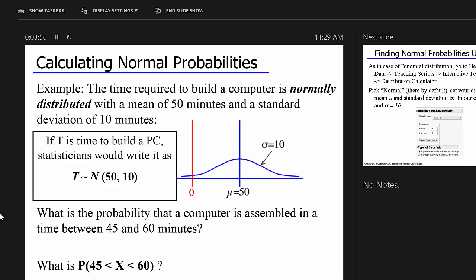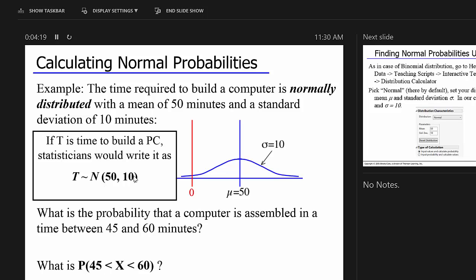It's not exactly normal, right? Not a single thing in this universe, in the real world, is normally distributed. It's just an idealization, okay? But let's say that they plotted the histogram and it looks very normal to them. And they say, let's use the normal distribution. So what's the mean? Well, suppose that they found that the mean across all the computers was 50 minutes, okay? And the standard deviation is 10.